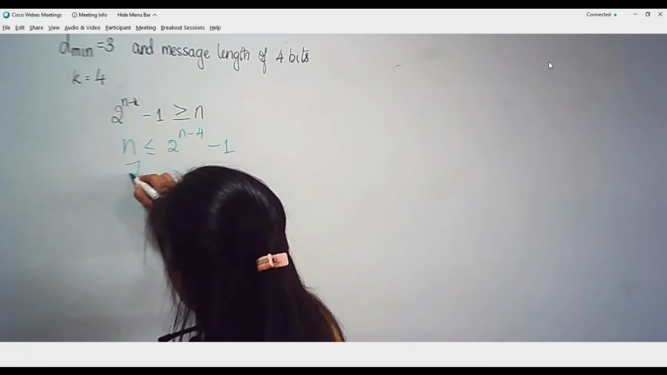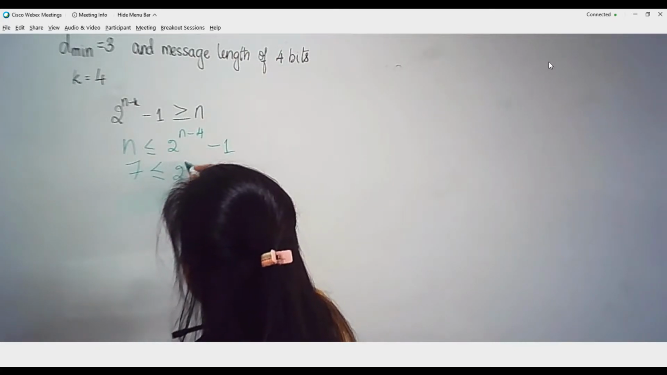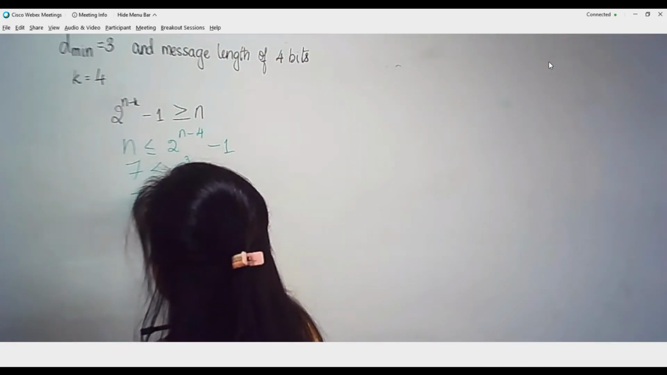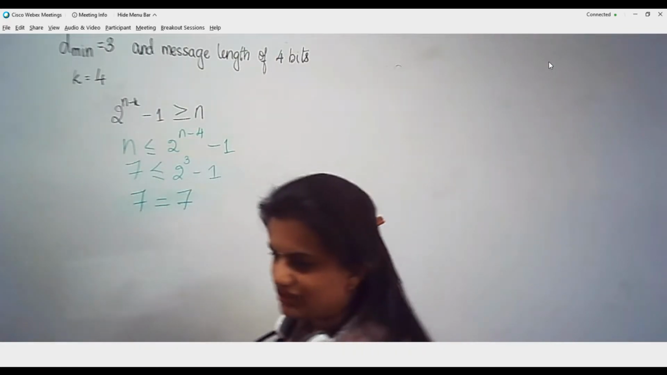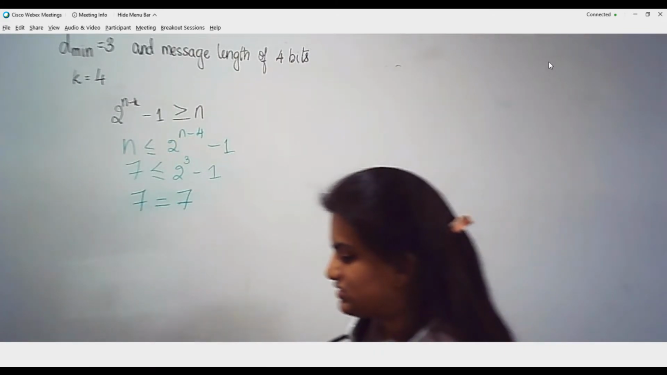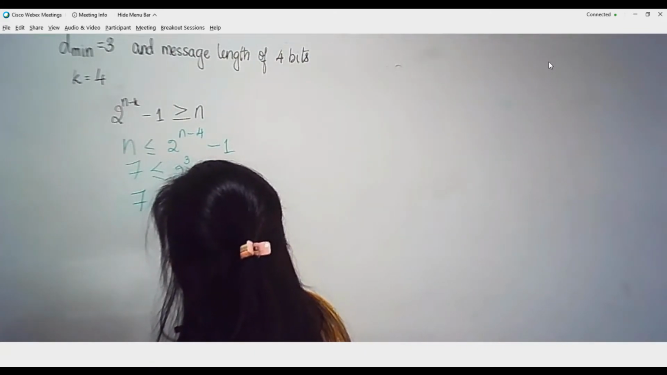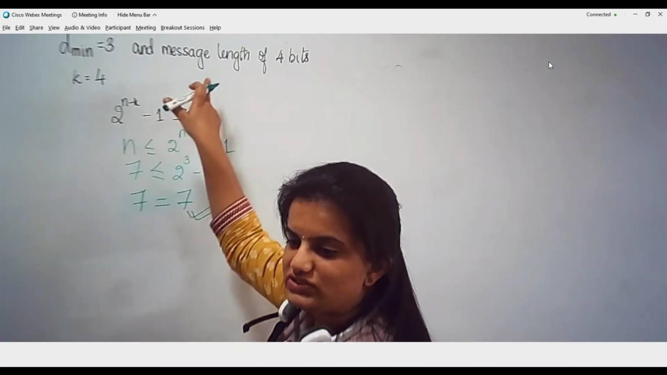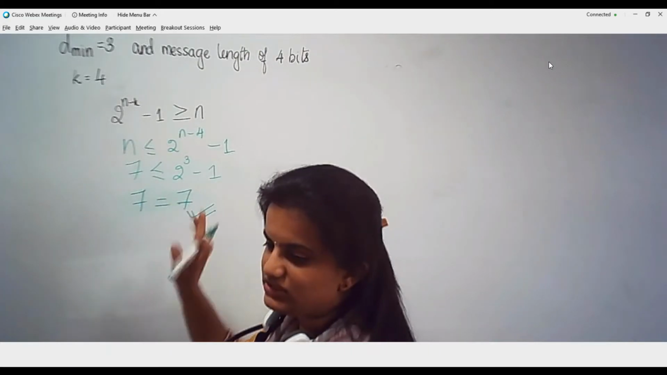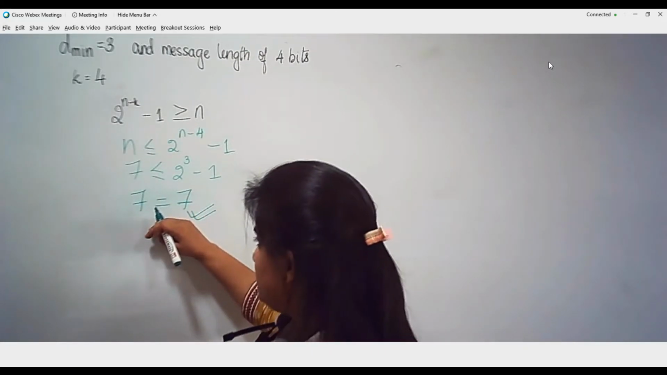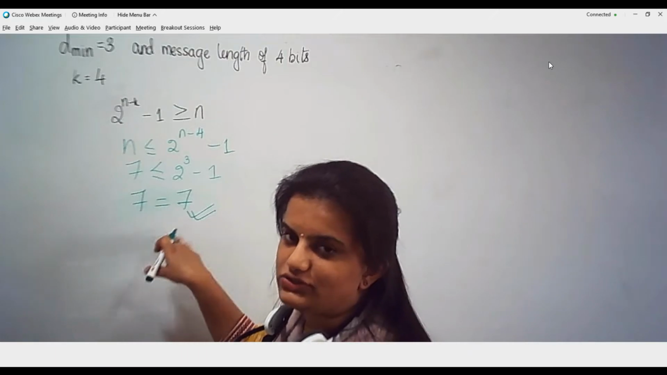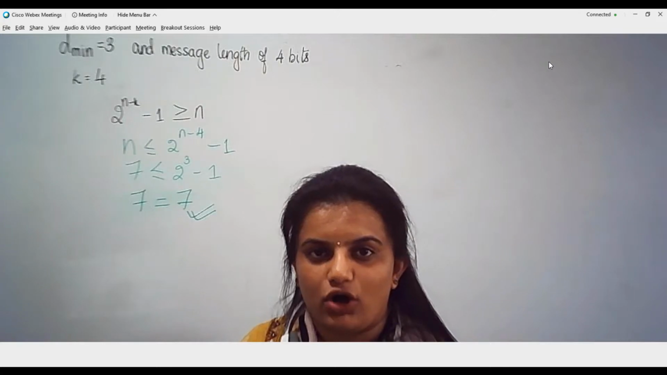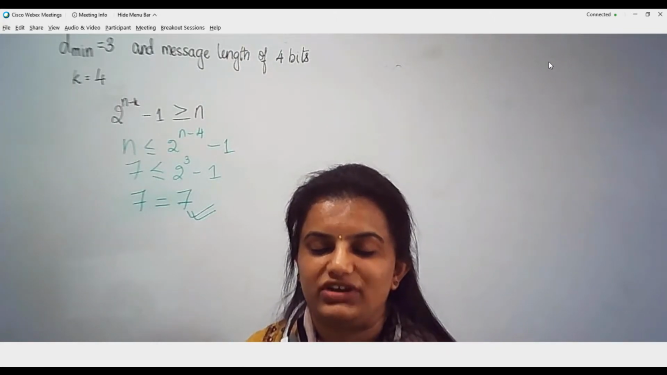Put n equal to 7. So this becomes 2 raised to 3 minus 1. Now this becomes equal on either side. The LHS becomes equal to the RHS. Therefore I can conclude that the minimum n value that is necessary to satisfy the given inequality is n equal to 7. And once I construct this code, I definitely know it is going to be a perfect code. That means the number of possible error patterns will always be equal to the number of bits in the code vector.